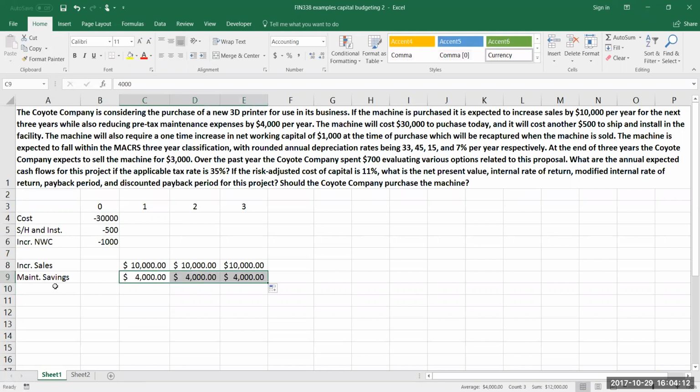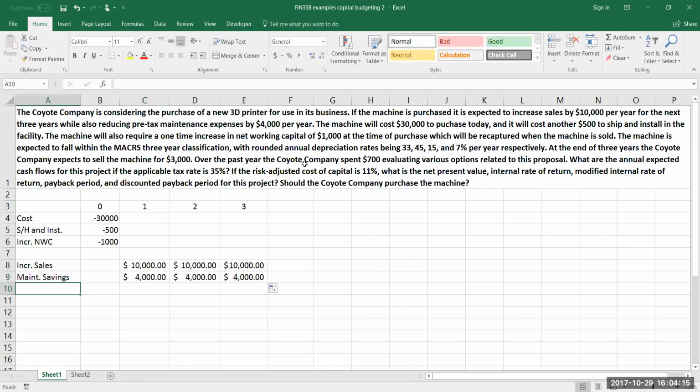Okay. Now, the next part is if we look through the rest of this, we have accounted for the $10,000, we have accounted for the $4,000, we have accounted for the $30,000, we have accounted for the $500, we've accounted for the $1,000. We haven't gotten to the depreciation yet, so let's talk about the depreciation.